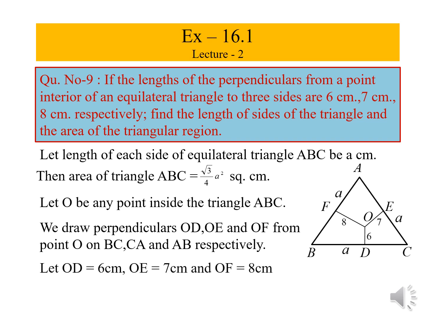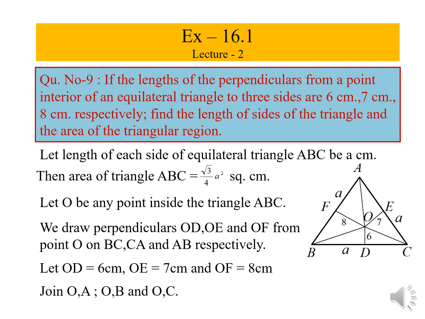And let here OD is equal to 6 centimeter, the length of OE is 7 centimeter and the length of OF is 8 centimeter. Now we join the three vertices A, B and C with O, that is join O, A, then O, B and O, C. Now I want to discuss how we can solve this problem.